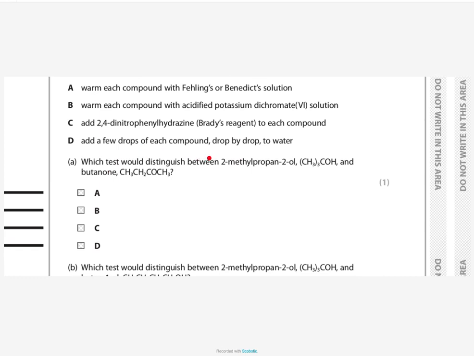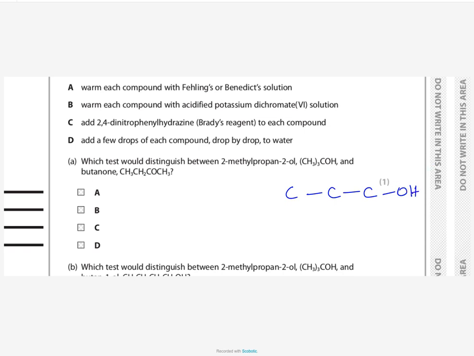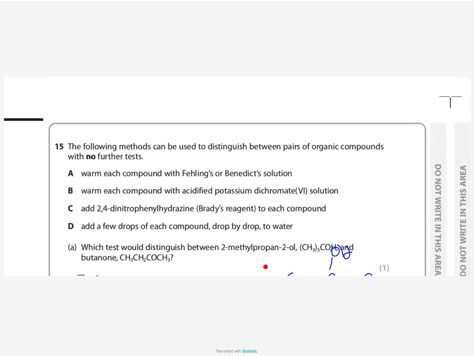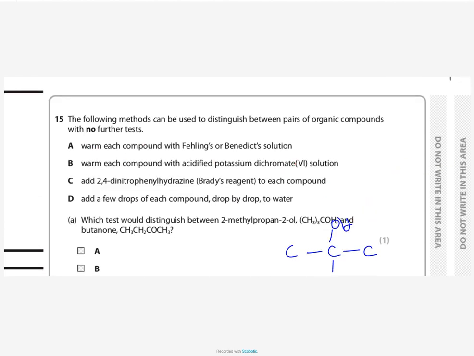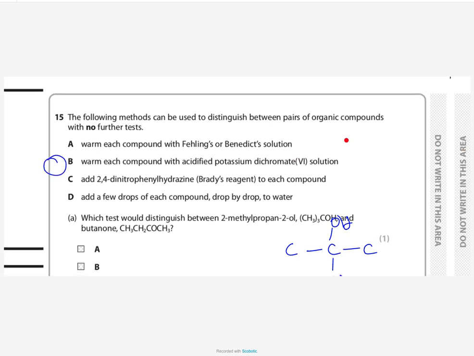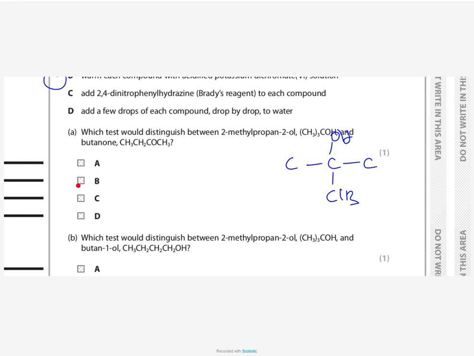Which test would distinguish between 2-methylpropan-2-ol and 2-methyl butanone? 2-methylpropan-2-ol is a tertiary alcohol, right? So what can be done? Oxidation, or you can use 2,4-DNP, that's right. 2,4-DNP is the easiest. One is an alcohol, the other one is the ketone.